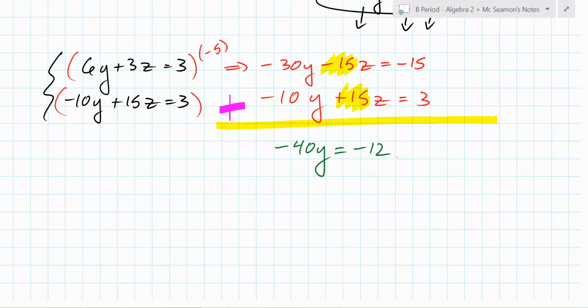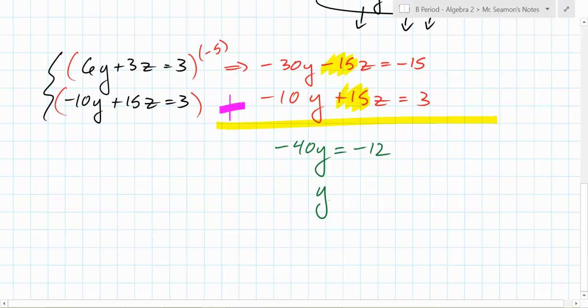Yes, because negative 15 apples plus 15 apples is how many apples? It's 0 apples. Yeah. 0 times anything is 0. So you have 0 z's, so the z's go away. That's the whole point of why we were doing this. So what does y equal at this point?